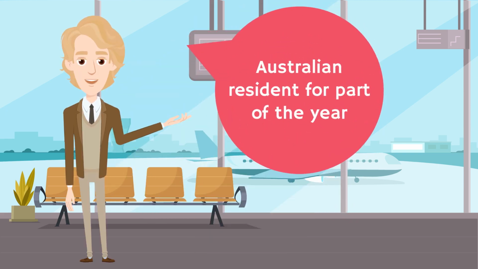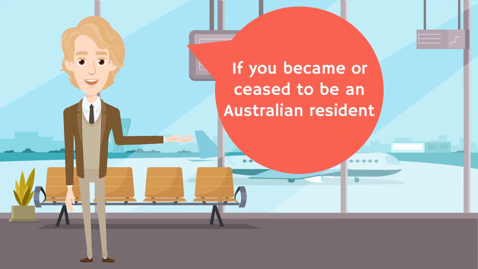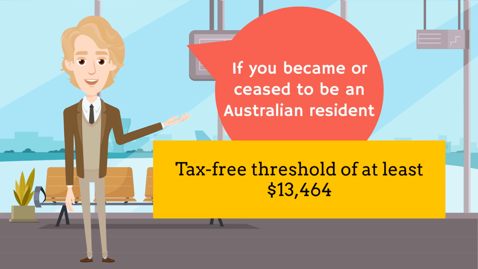If you are an Australian resident for part of the year, your tax-free threshold will be less than the full tax-free threshold of $18,200 that applies to Australian residents, if you became an Australian resident for tax purposes or ceased being an Australian resident for tax purposes. If you became or ceased to be an Australian resident for tax purposes during the financial year, you will receive the part-year tax-free threshold and resident tax rates will apply to your income.